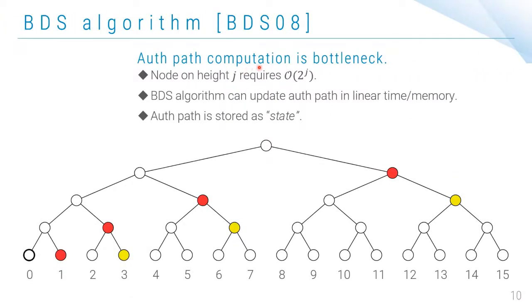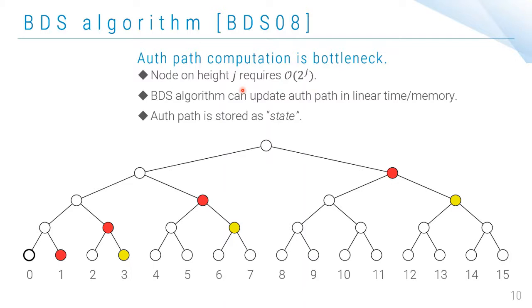In the signature generation, the authentication path computation becomes a bottleneck because a node at height j requires 2 to the power of j leaf computations. And the complexity of the signature generation becomes exponential with the height of a tree if this scheme is naively implemented. So if the height is not as small as 5 or 10, the application area of XMSS^MT should be limited.